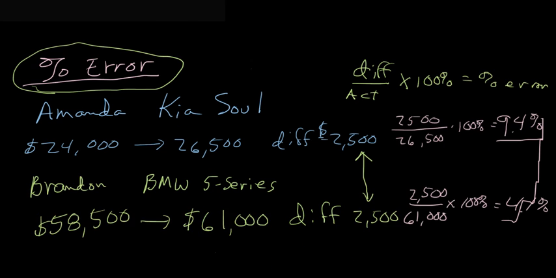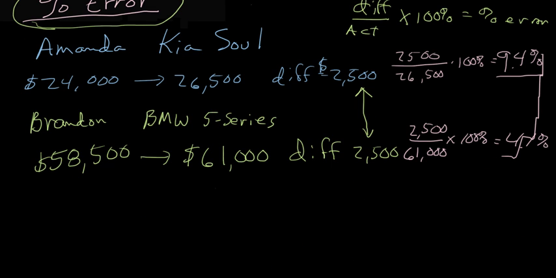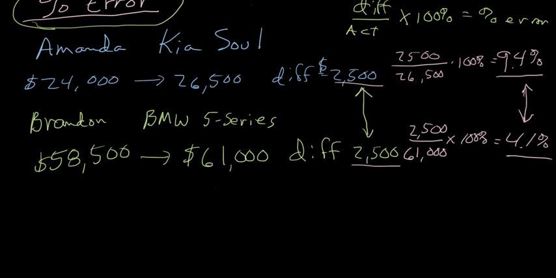Let's try that again. Change my settings a little bit. You see the difference here? Amanda's estimate was 9.4% off. Brandon's estimate was only 4.1% off. Even though the actual number was the same, they had different margins of error, or percent error.